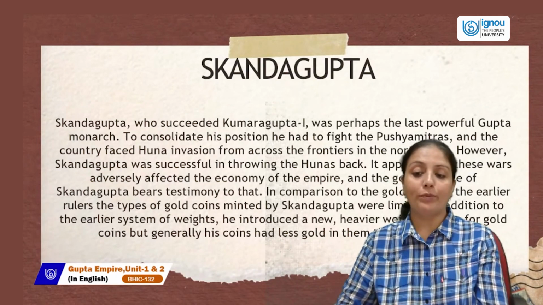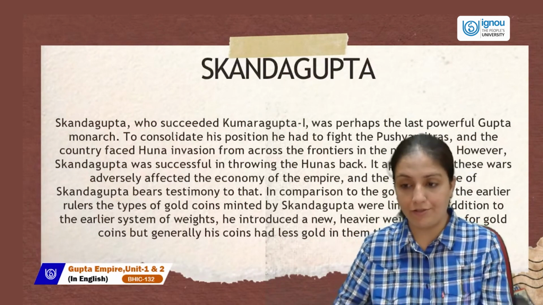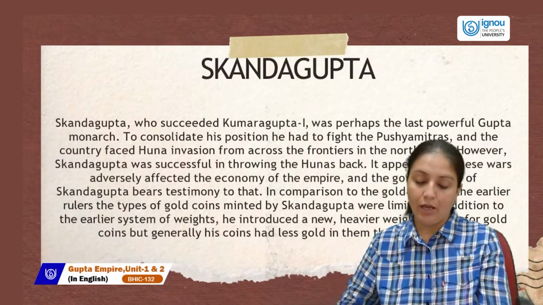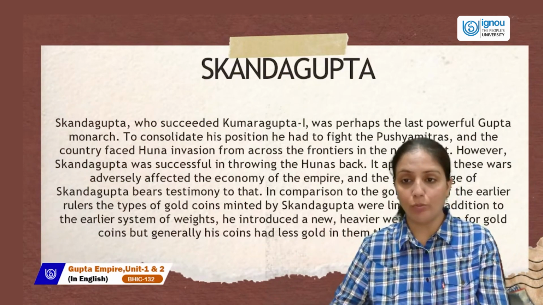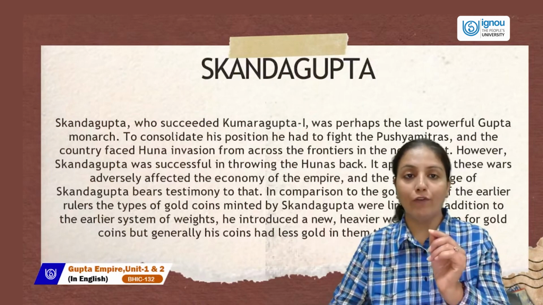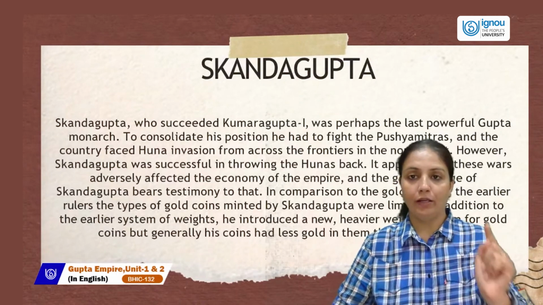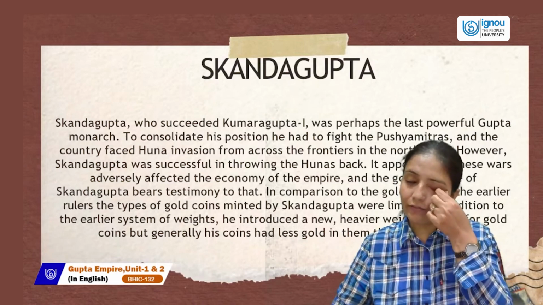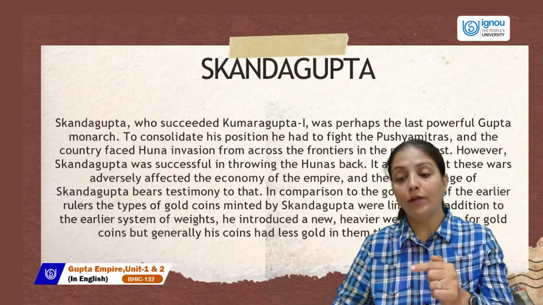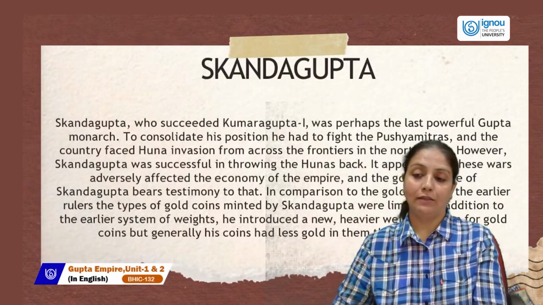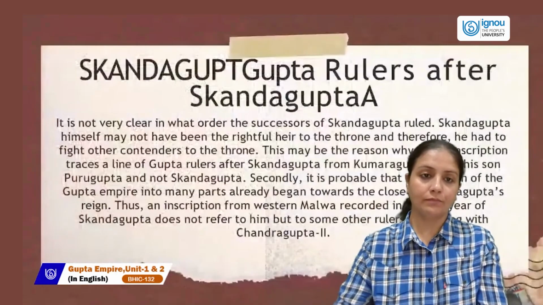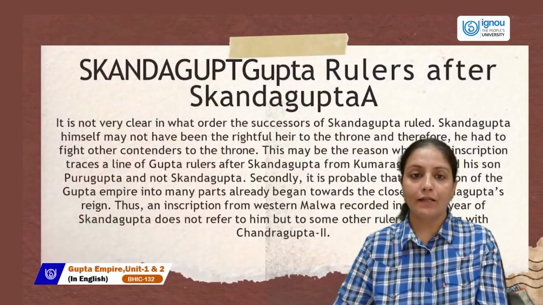I told you earlier that the Gupta period can be called the golden age. But at the time of the last ruler, Skandagupta, only a very thin layer of gold was coated on the coin. Otherwise, very little gold was coated on coins. Horse rider, Skandagupta. At the time of Skandagupta, the gold coin was like this.